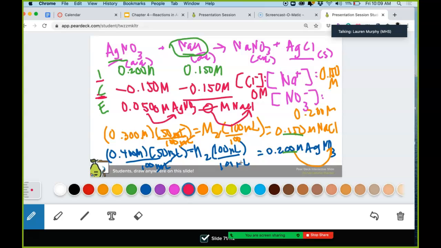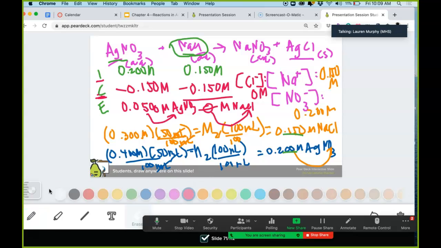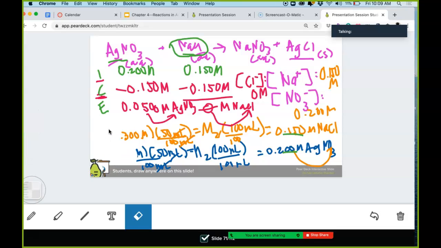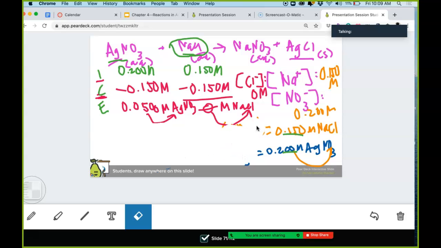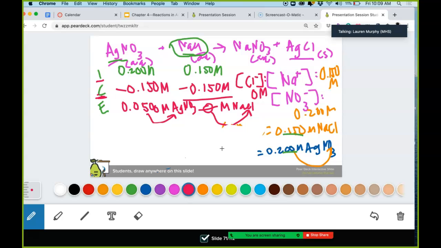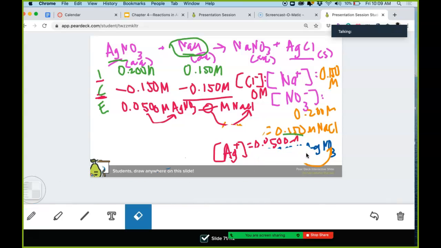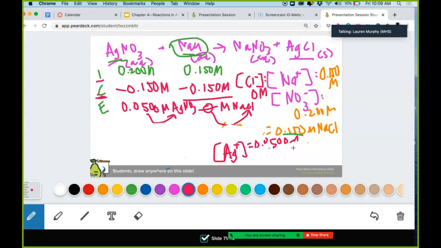Where can I go with my silver? Let me just erase some stuff down here. So my silver ion is 0.0500 molar after it reacts. Okay. So we answered all the questions so far, but they also ask you for the mass of the precipitate.